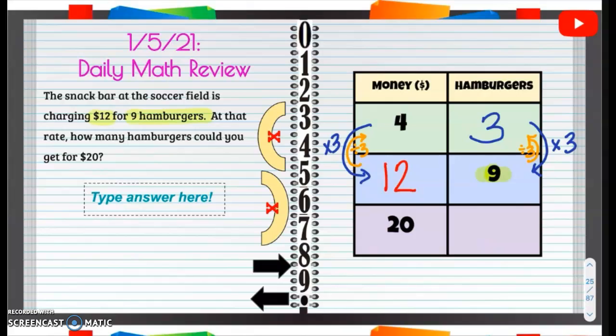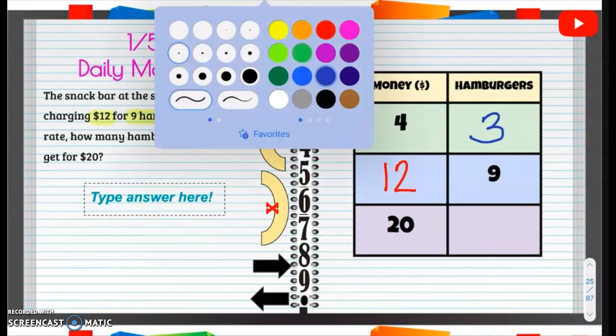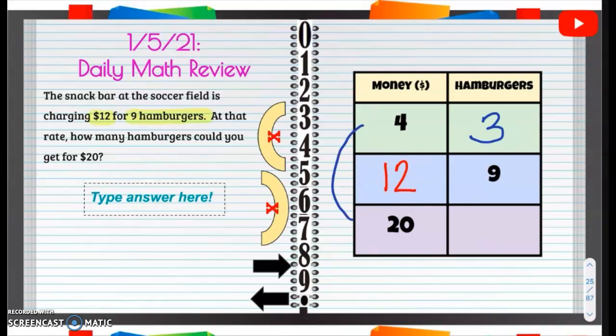So, what we can do here is we can take a look and see, okay, well, how can I get from 4 to 20? Well, I know to get from 4 to 20, I can multiply by 5 because 4 times 5 is 20. Now we can do the same thing over here. What is 3 times 5? So remember, what you do to one side, you have to do to the other. 3 times 5 is going to be 15.